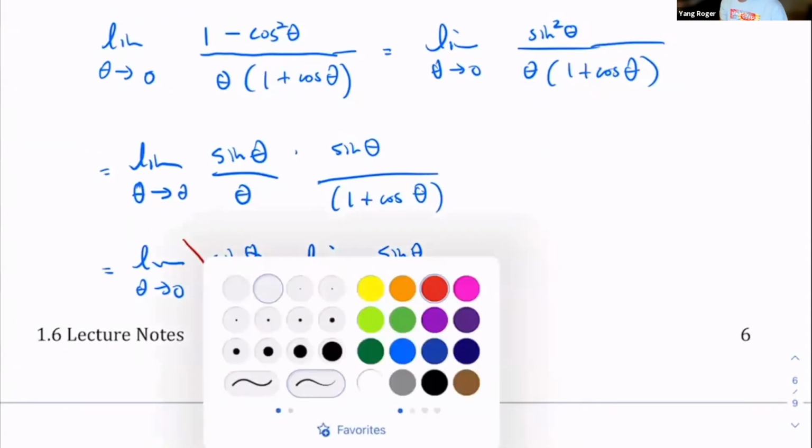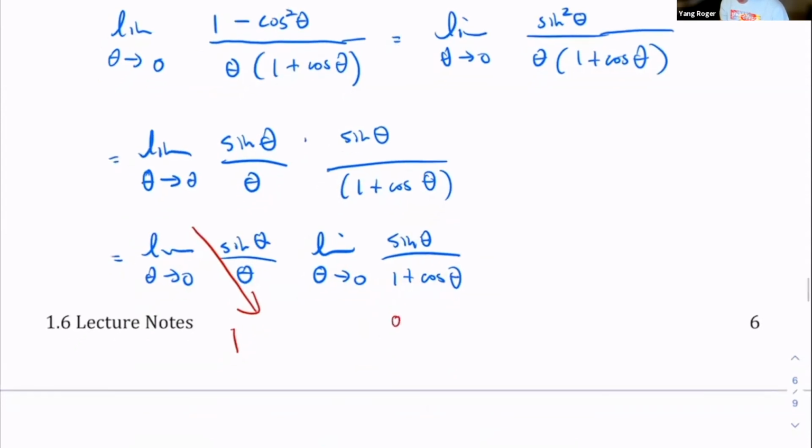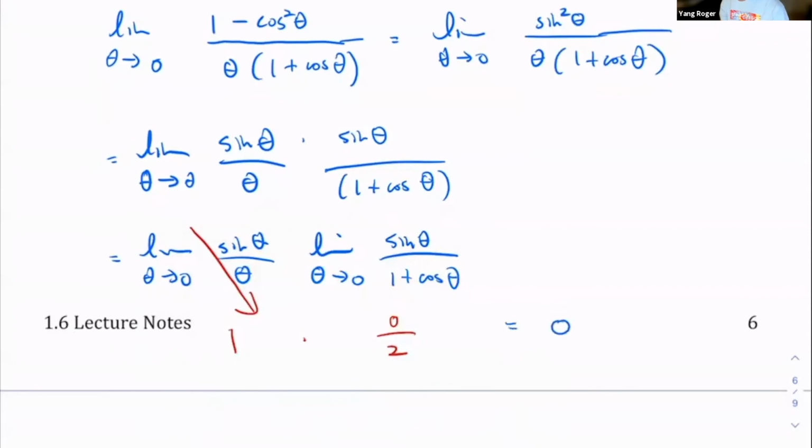So you're ending up with just figuring out what this guy is. When you plug in a 0, this is going to give you 0 over 2. So you have 1 times 0, that's going to give you 0. And that's going to be the answer.